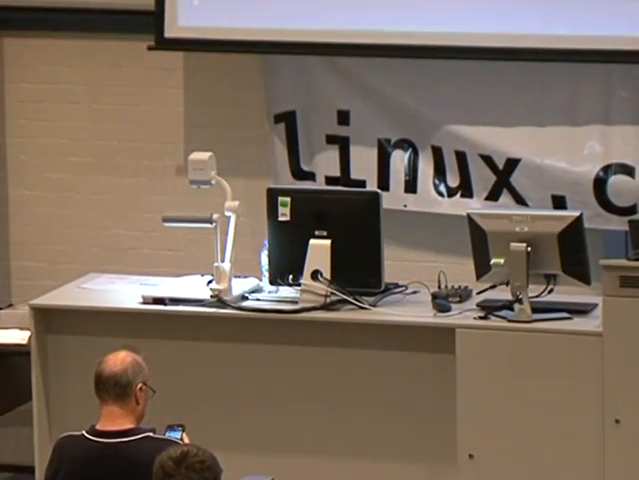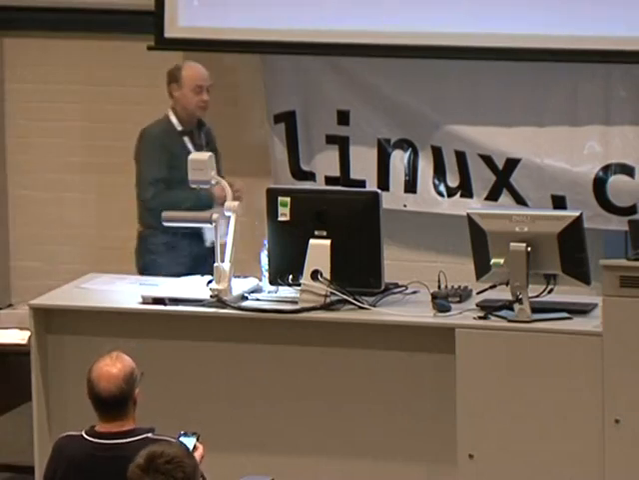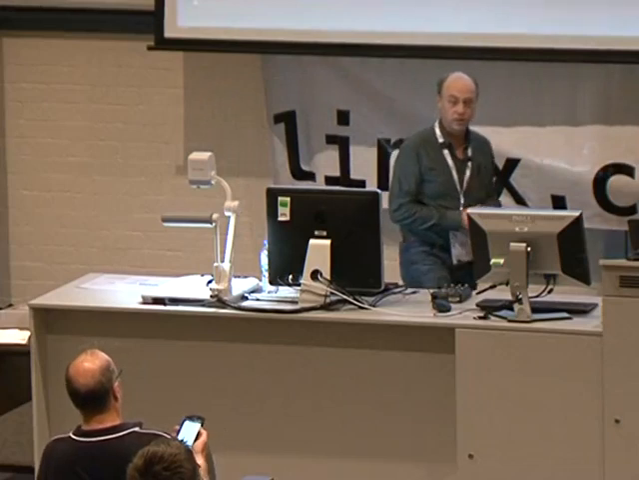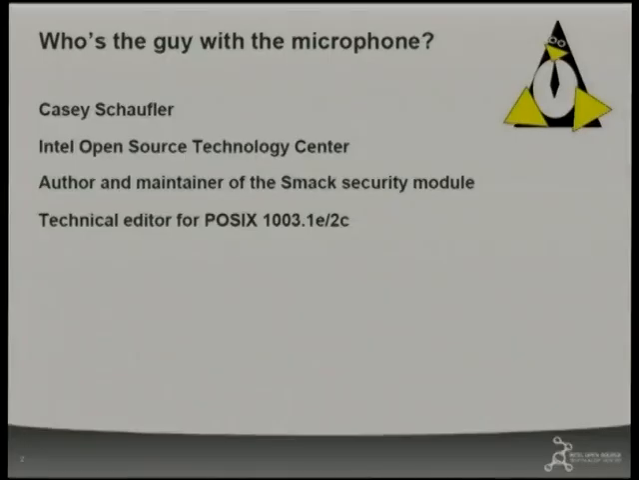I'm J.C. Schaufler. I'm currently employed with the Intel Open Source Technology Center. I'm the Linux kernel maintainer and original author of the SMACK Linux security module. I was the technical editor for the POSIX P1003.1e/2c working group.